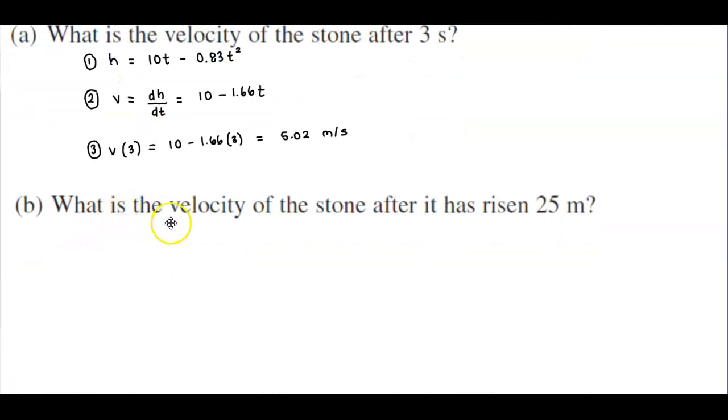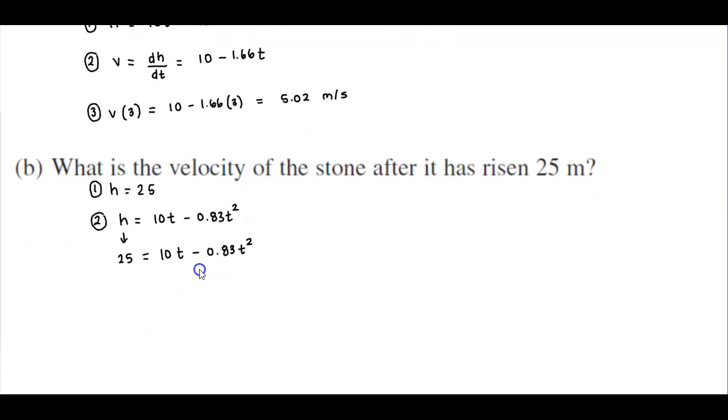Okay, now in part B it says, what is the velocity of the stone after it has risen 25 meters? So what that means is that h is equal to 25. When we write out our equation, h equals 10t minus 0.83t squared, we're going to substitute h to be 25. So 25 is going to equal 10t minus 0.83t squared.